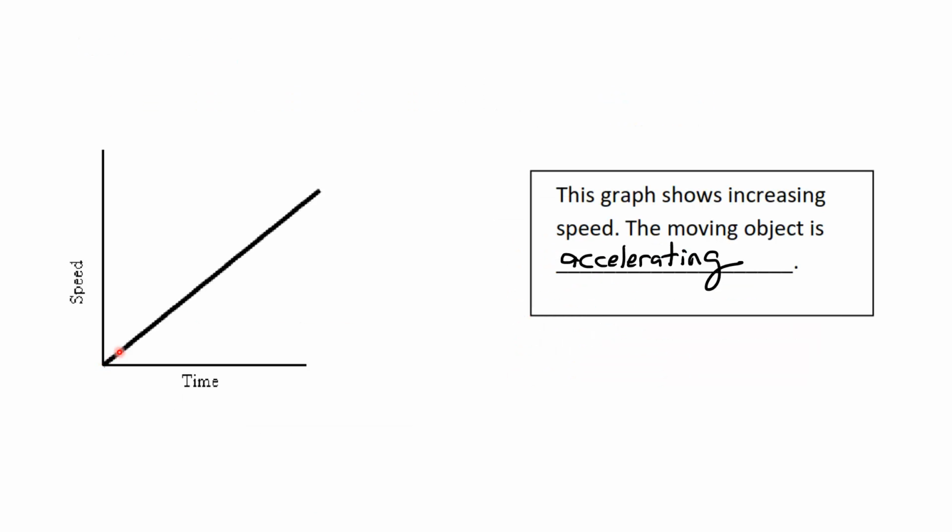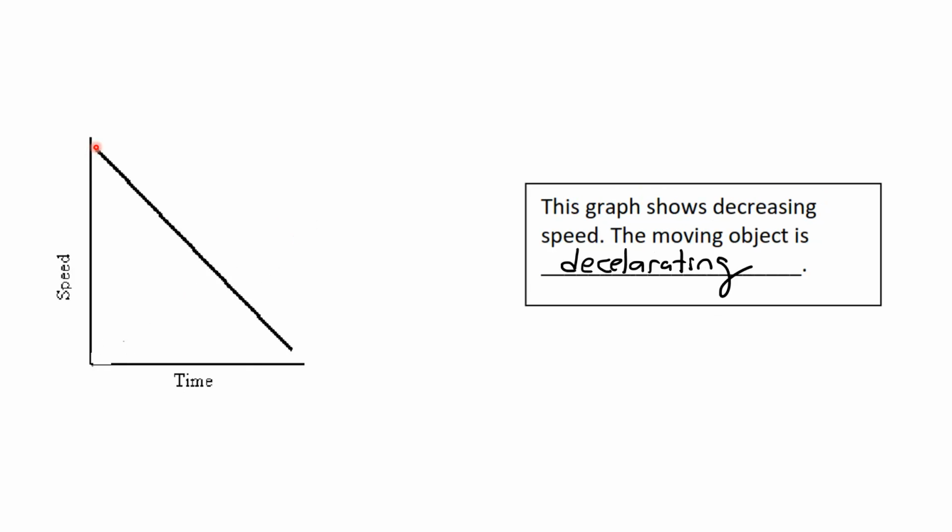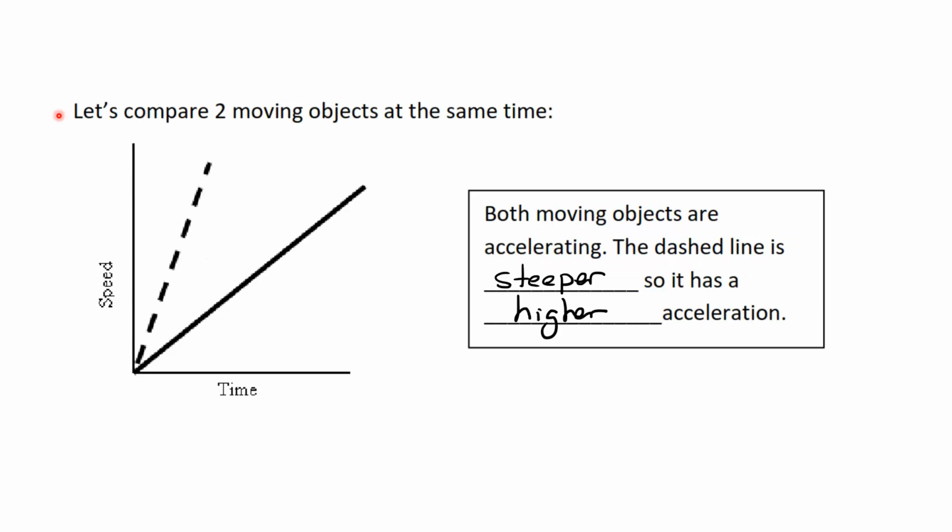This straight line on a speed-time graph shows increasing speed. So the moving object is accelerating. This is constant acceleration. Here we have a straight line going down. So this graph shows decreasing speed. The moving object is slowing down or decelerating.